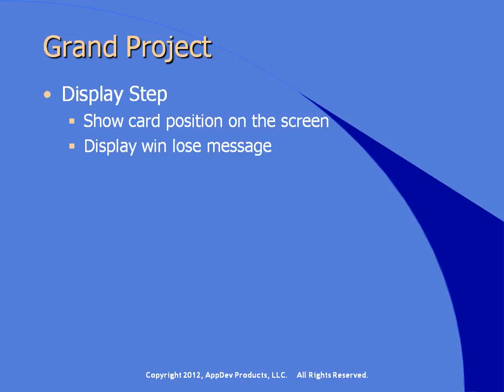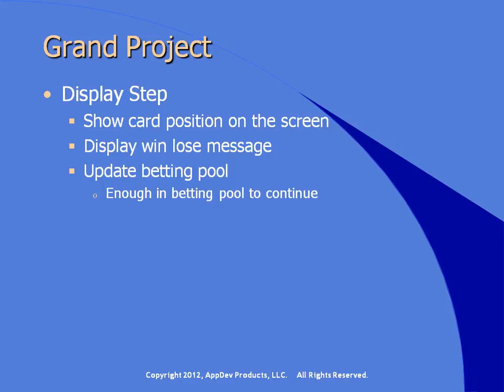We also have to display the win or lose message. And then we have to update the betting pool. And then, of course, we have to check to make sure that we have enough money in the betting pool to continue. And we may or may not want to reset the default betting amount to $10. For example, if you got a really good card spread and it was, let's say, the ace and the king, and you increase the bet to $50 and you make the bet, you might want to, after the end of that play, reset the bet back to $10 so they don't automatically bet $50 on the next bet.